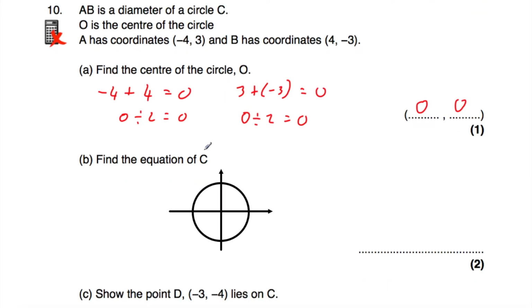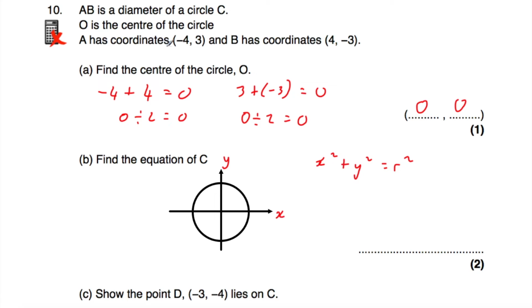So part B says find the equation of C. So we want to find the equation of the circle C. So I've just drawn a sketch of the circle. We know the centre of the circle is the origin, so I've just drawn the x-axis, the y-axis, and a circle with centre of the origin. And we want to find the equation of this circle. So remember the equation of a circle at GCSE level is x squared plus y squared equals r squared. So we need to find the radius of the circle.